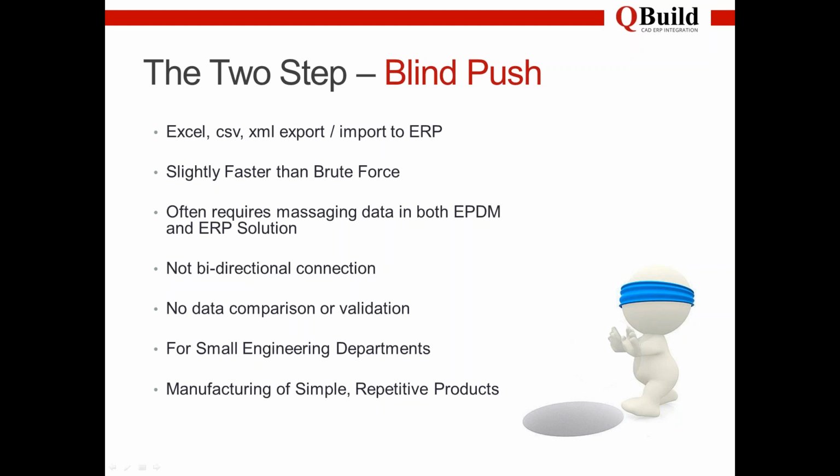Oftentimes, the data that you're using to import into NAV requires massaging. You've got to make sure it's in the right formats and rearrange columns, and it still requires some work to do the actual push. There's no bidirectional connection, so it'll be a one-way push from your CAD model, your bill of materials source, into NAV, and there's no data comparison or validation.